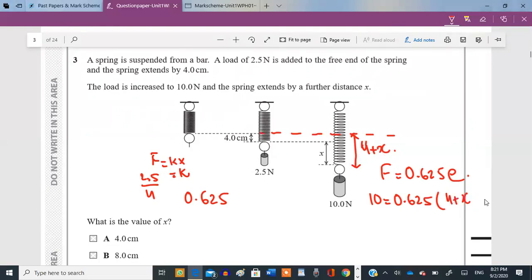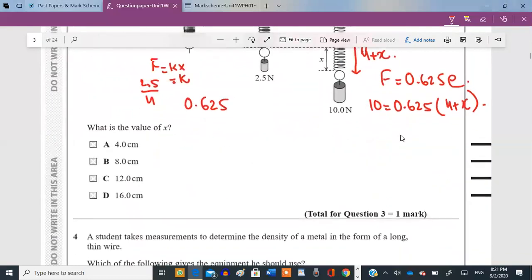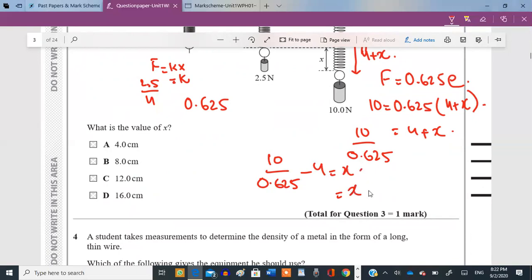Add that in and solve it, you'll get your answer. So this is going to be 10 upon this answer and then 4 plus x, so it will go there. The 10 upon 0.625 minus 4 gives you x, and calculate that please. This is going to be 10 upon 0.625 minus 4, which is 12 centimeters. It should be option number C. Get it? Yes, it's option number C.